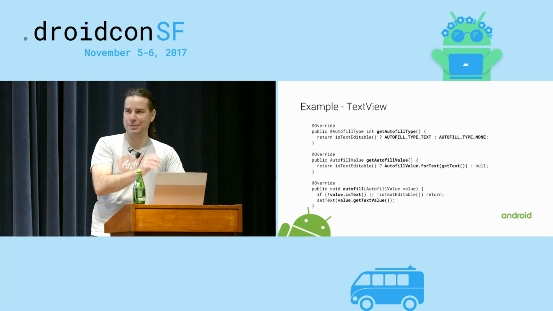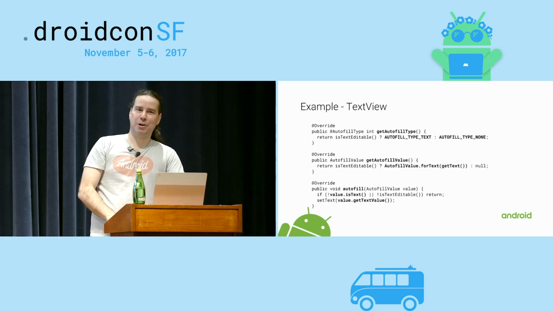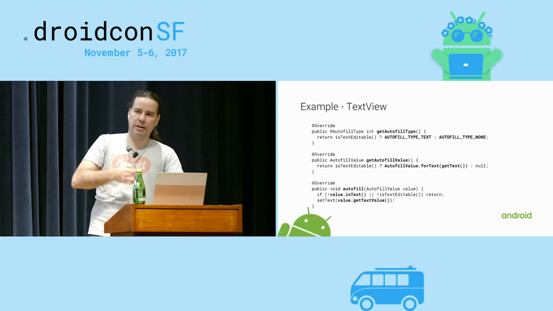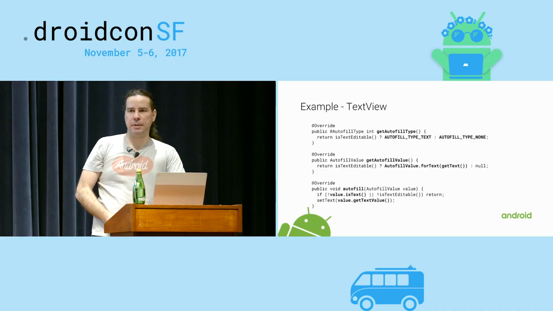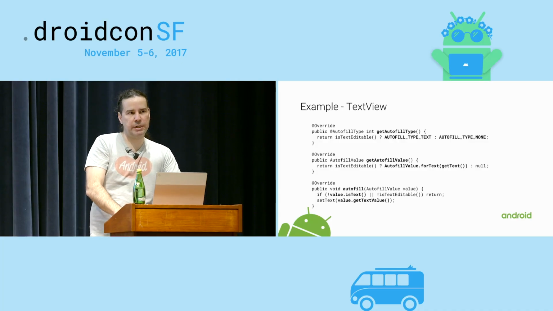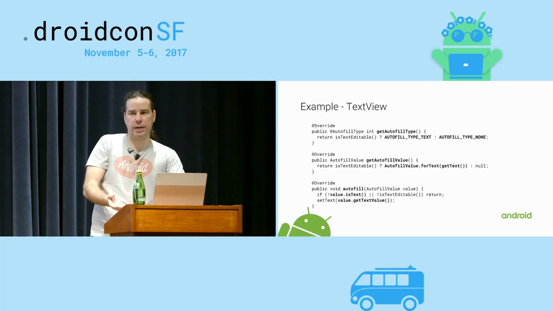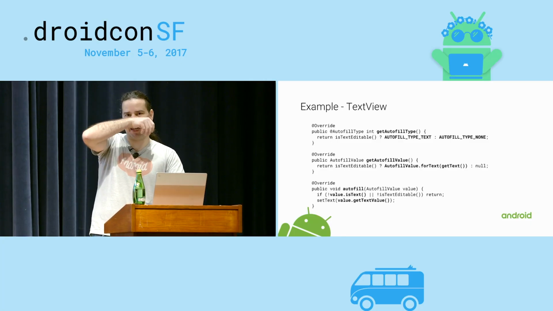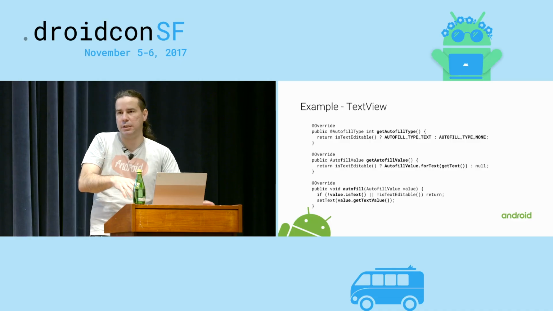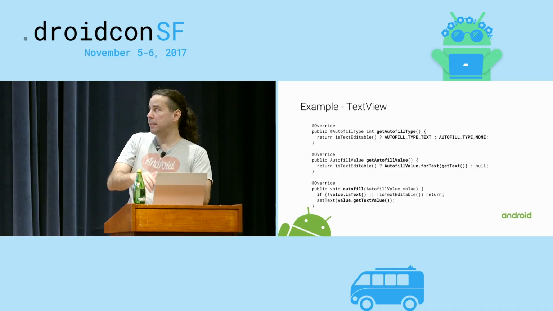So before we take a look at a real custom view, let's take a look at views from the Android SDK. The most common view that can be autofilled is a text view or edit text. And in this case, the type is text, right? Something the user is typing is going to be a text.